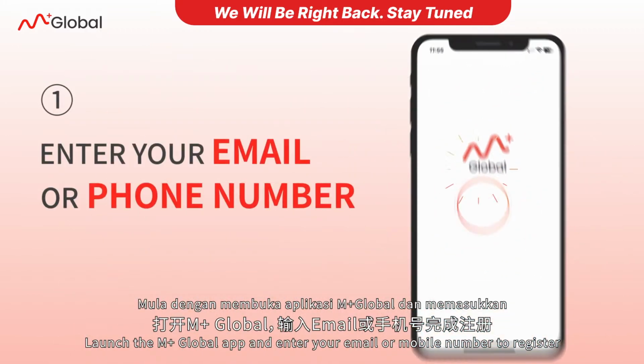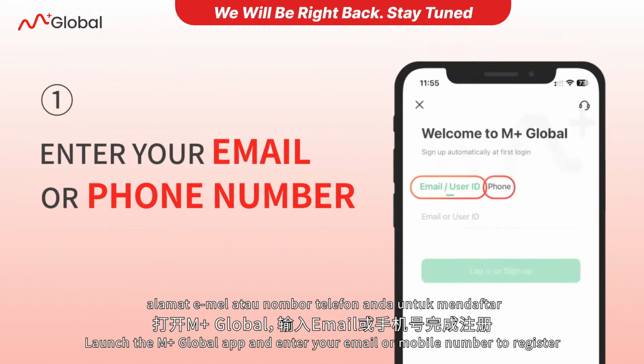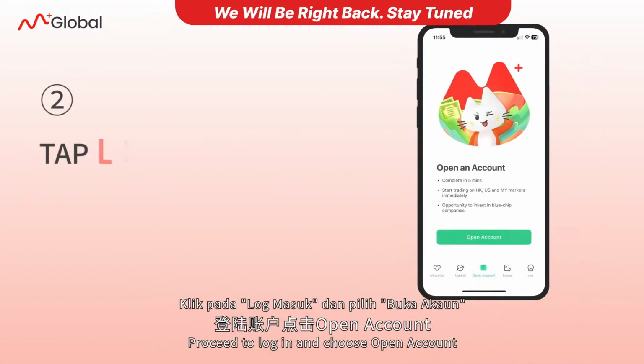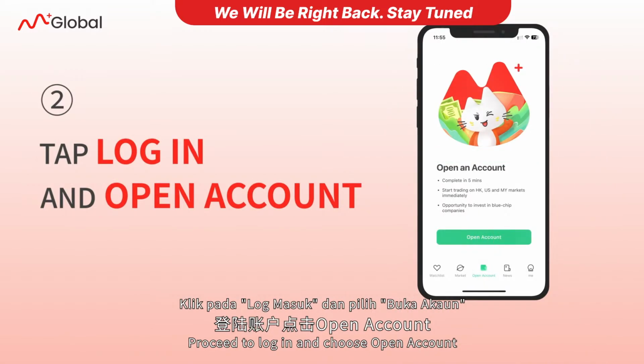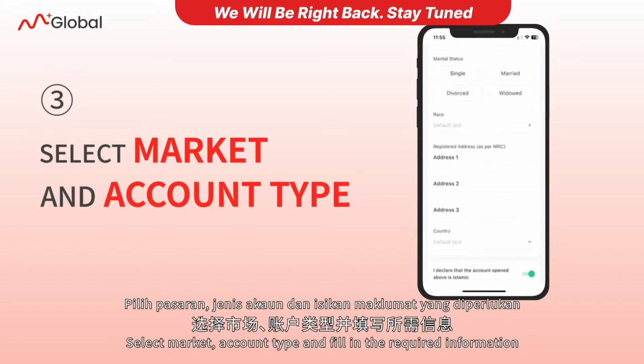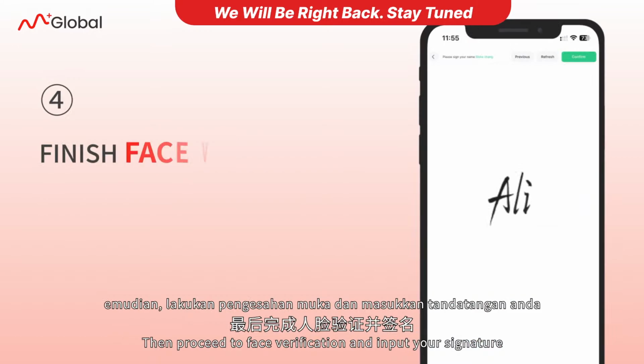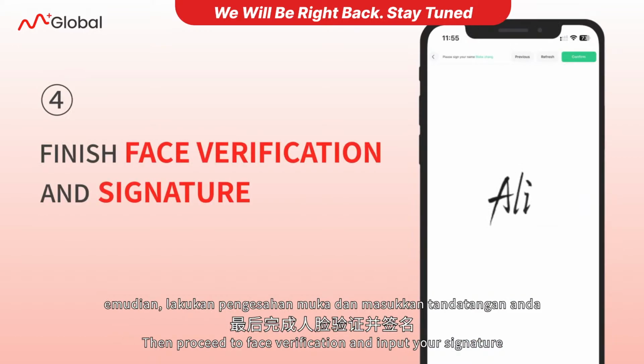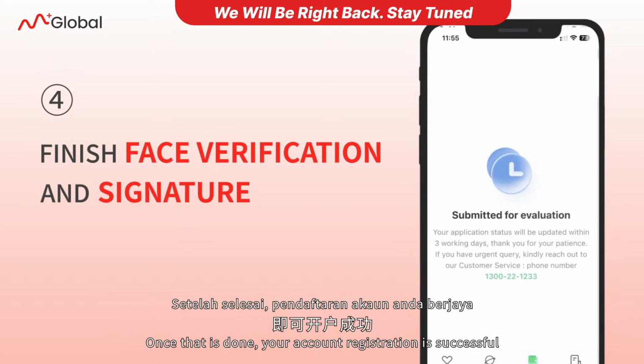Launch the M Plus Global app and enter your email or mobile number to register. Proceed to log in and choose Open Account. Select Market, Account Type, and fill in the required information. Then proceed to face verification and input your signature. Once that is done, your account registration is successful.